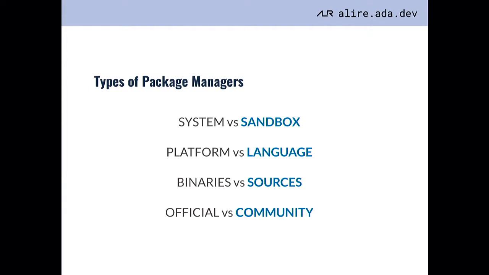We are doing it for the open source Ada compiler, which is GNAT. So it's not intended to manage a platform or a system, but only to give you development for Ada. It works with sources. Ada is highly portable, so there is no pressure to distribute binaries. Everything is downloaded and compiled. And finally, it's a community effort in the sense that it's not sanctioned by any official Ada body, whereas, for example, Rust's Cargo is officially part of the tooling of the language. So that's where Alire is located.